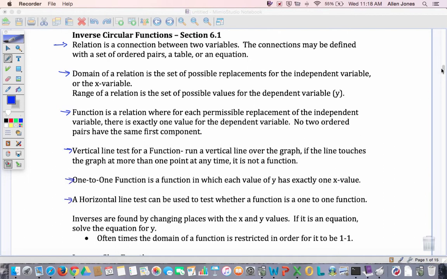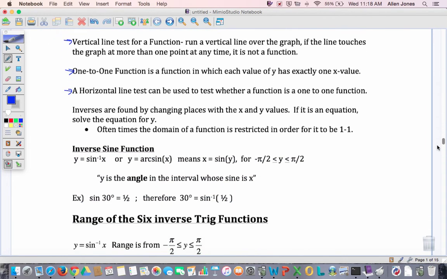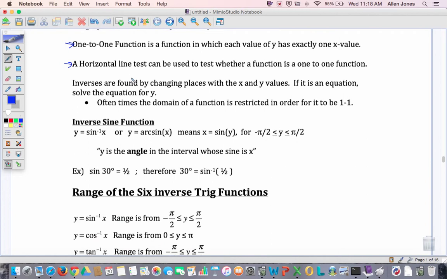I'm going to scroll down and jump right into here where we have our definition of an inverse. Inverses are found by changing places with the x and y values. So if you recall from algebra 2 or even algebra 1, something like this, equation of a line y equals 3x minus 2, the inverse was x equals 3y minus 2. We probably went ahead and solved it for y so we could graph that again in slope-intercept form.